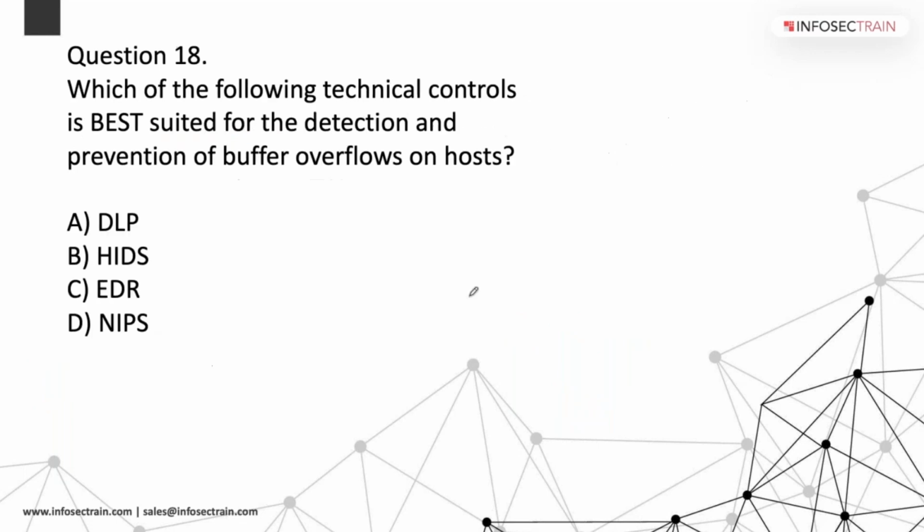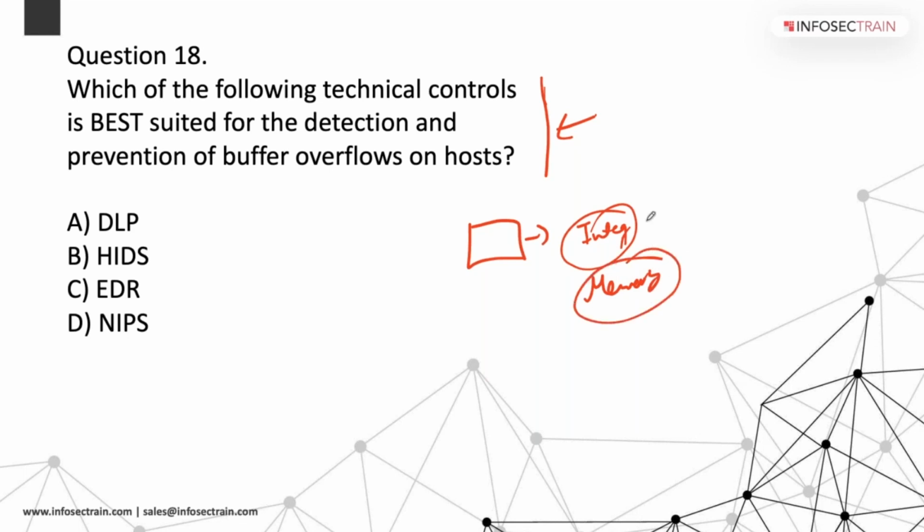Okay, now, which of the following technical controls is best suited for detection and prevention of buffer overflow on the host? Remember, on a host, right? This could be, I have talked about the integer overflow, or memory buffer overflow. On a host, this could be a desktop, so which could be the best solution there to detect a buffer overflow? Okay, I would say this is a good question. The level of this is basic, but it's still a good question. I would say on a higher level, I want to put this one, right? So you have to take help here.